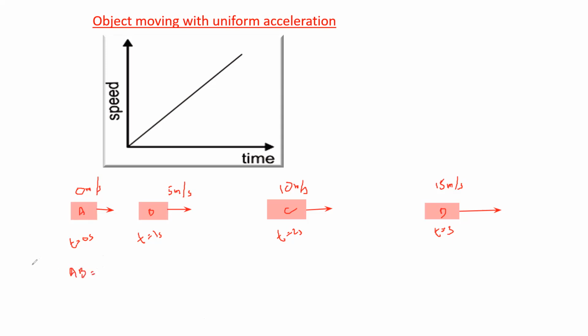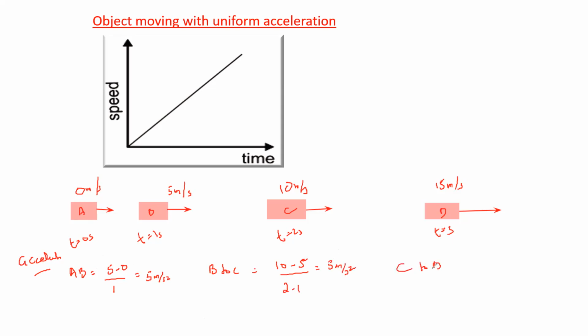When we calculate the acceleration from A to B, it will be 5 minus 0 divided by 1, which is equal to 5 meters per second squared. When we calculate acceleration from B to C, the change in the velocity is 10 minus 5, divided by the time interval. So it will be 2 minus 1, which is equal to 5 meters per second squared.